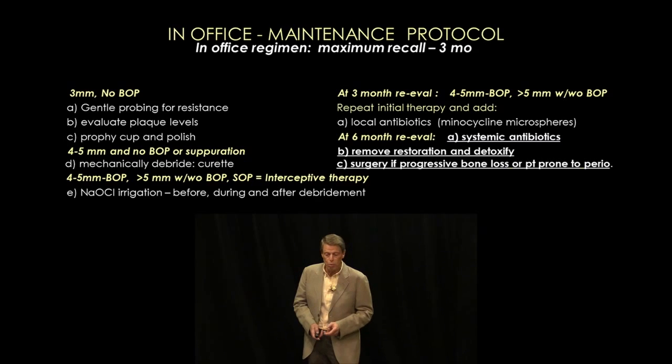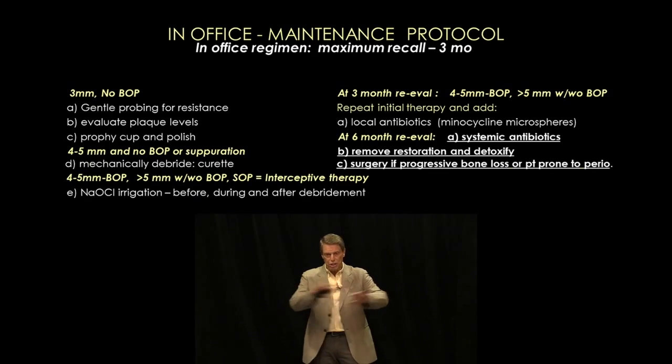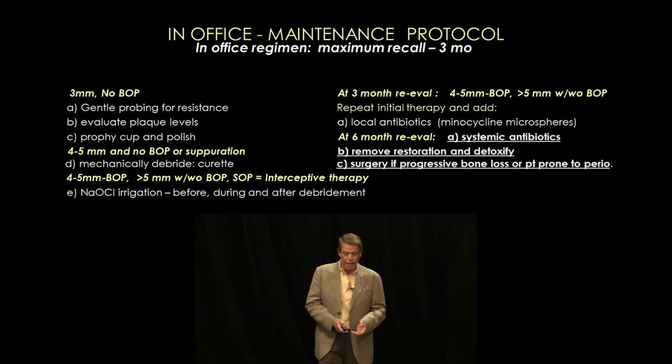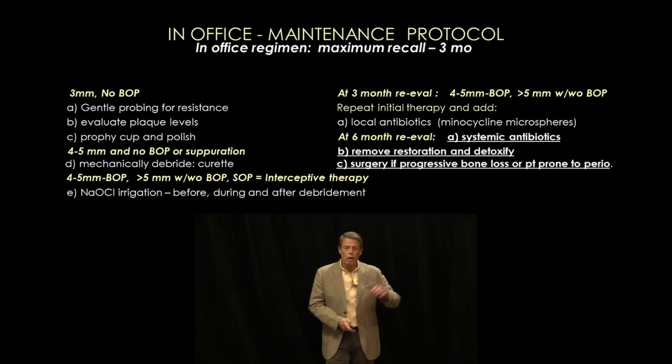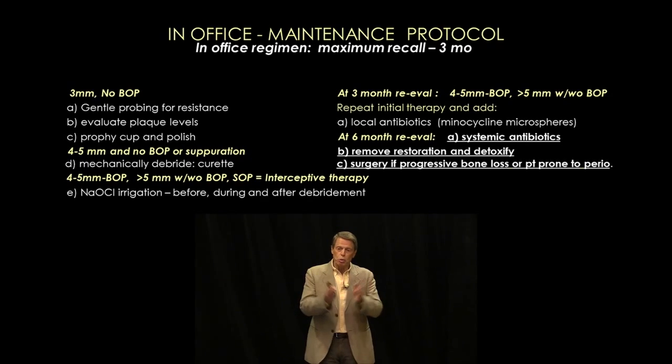without bleeding upon probing and suppuration, we do treatment A, which is mechanical therapy with our curette, and we use a soft plastic curette because that's least injurious to the smooth implant collar, and it will disrupt the bacterial biofilm so we can get to it with our chemicals. And then we use sodium hypochlorite irrigation with a blunt monojet syringe, and we irrigate subgingivally before, during, and after debridement. After that, what we do is we apply pressure.